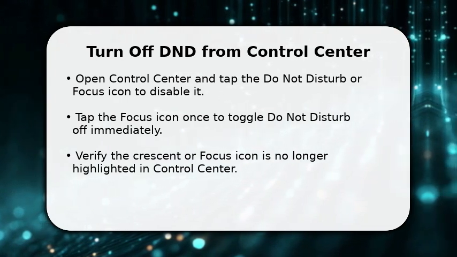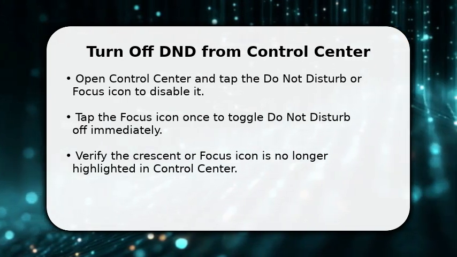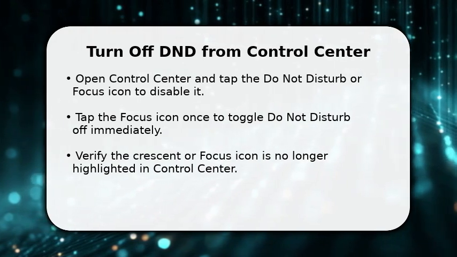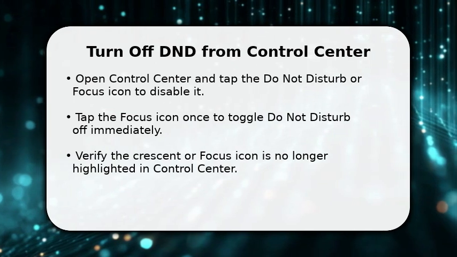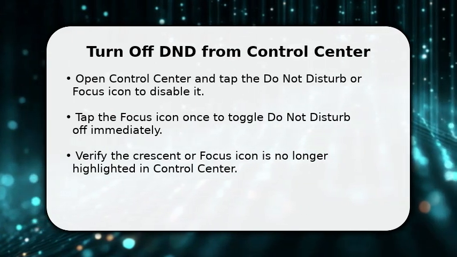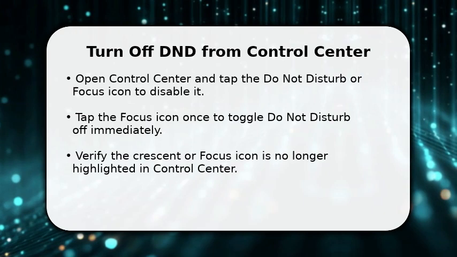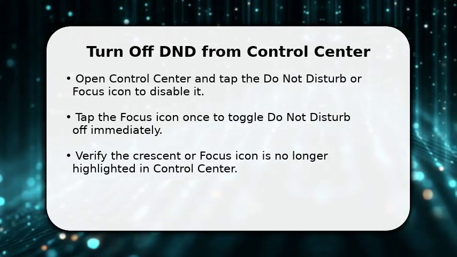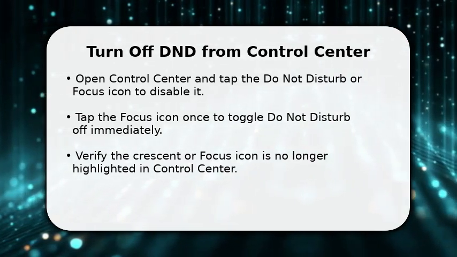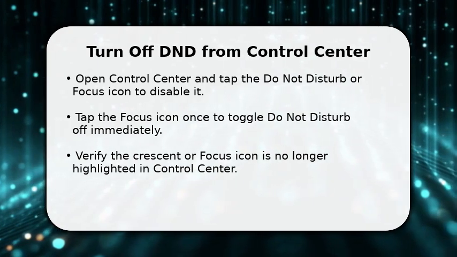Look for the crescent moon or focus label in the control cluster. Tap that crescent or focus icon one time to toggle Do Not Disturb off. Wait 1 second and watch the icon stop being highlighted. Your phone will now ring and show notifications normally immediately after you disable it.